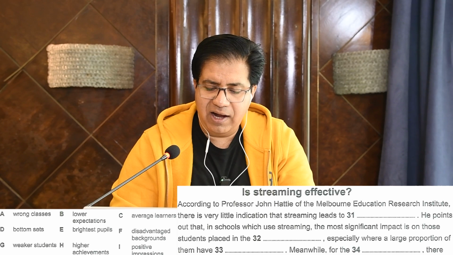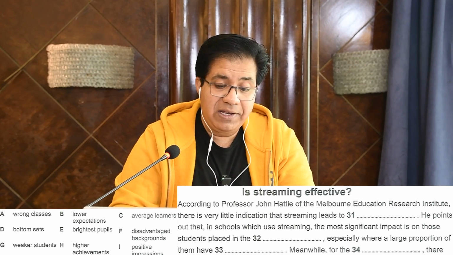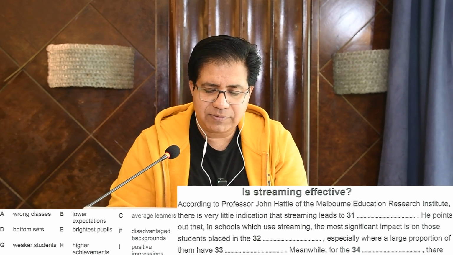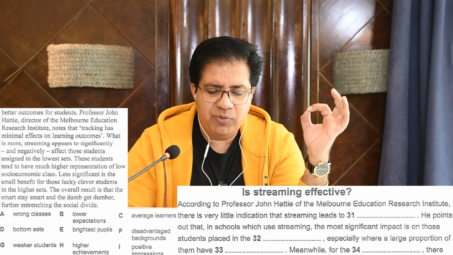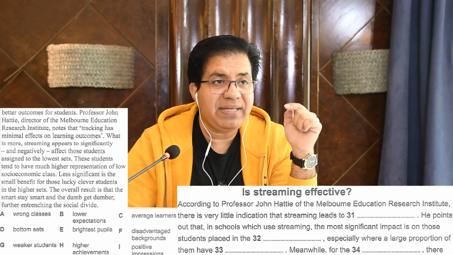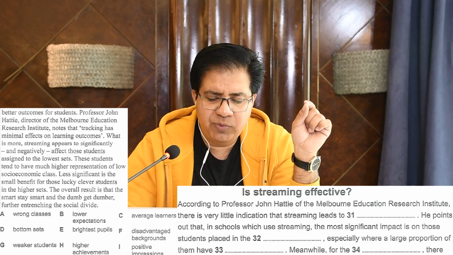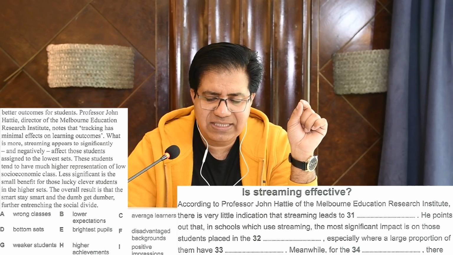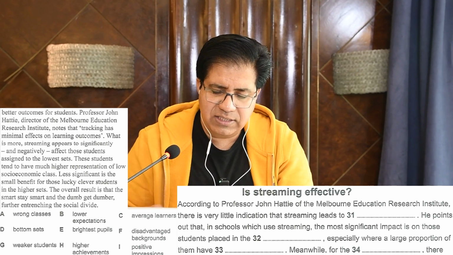Question number 33. Especially where a large proportion of them. What do they mean by them? Students. Large proportion of them have dash. Now let's go back. So I'm reading after lowest sets. These students, found it? Okay, middle. Second page, first paragraph in the middle after lowest sets. These students tend to have much higher representation of low socio-economic class. Right? Much higher representation of socio-economic class.